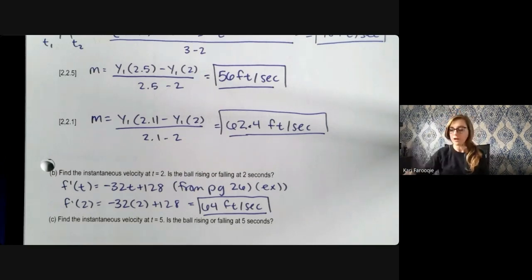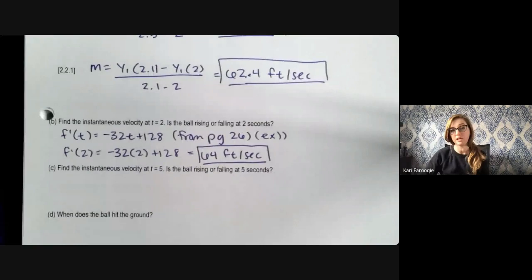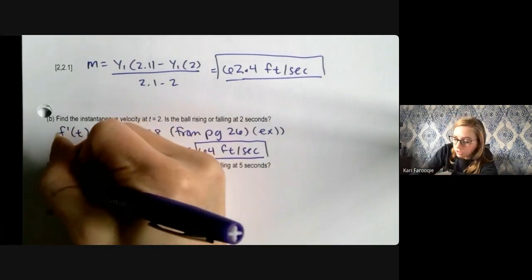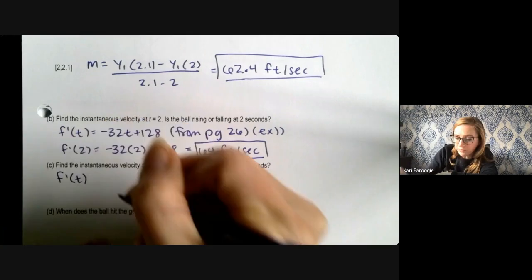Part C, find the instantaneous velocity at t equals 5. Is the ball rising or falling at 5 seconds? So we're going to do the same thing. This time we're going to take our function, which is f prime of t.